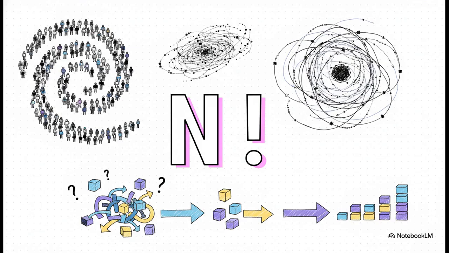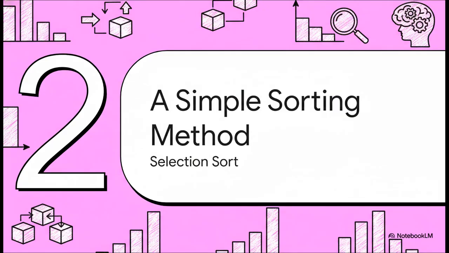Because the number of possible orders just explodes. For just 15 students, you'd have to check over 1 trillion combinations. For our classroom of 400, the number of combinations is bigger than the number of atoms in the known universe. So yeah, it's not just impractical, it's physically impossible. Okay, so clearly that's a dead end. We need a much smarter plan.